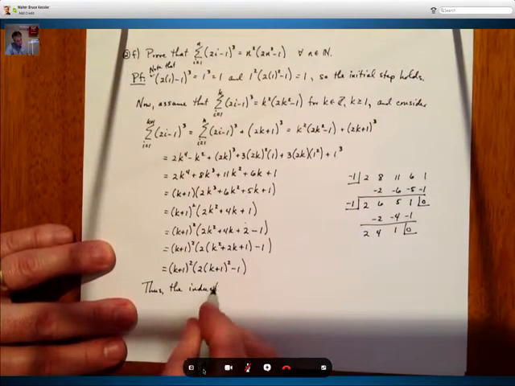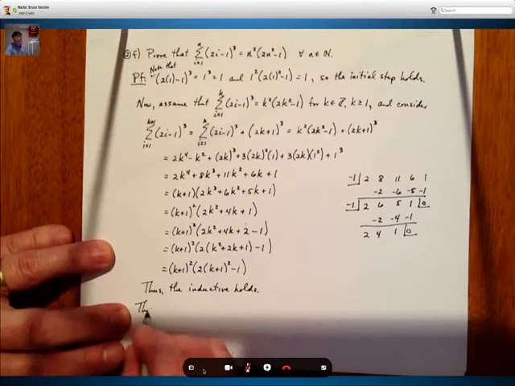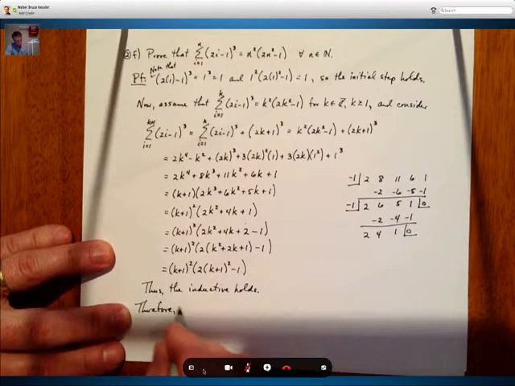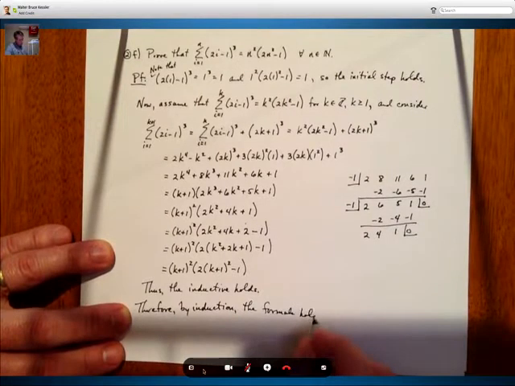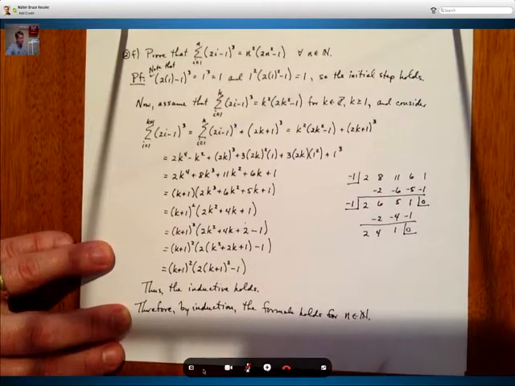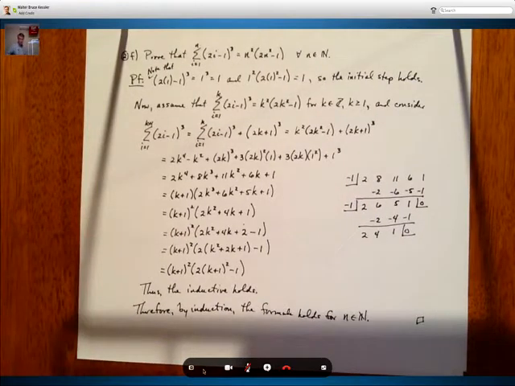So thus, the inductive step holds, and therefore, by induction, the formula holds for natural number n. Okay?